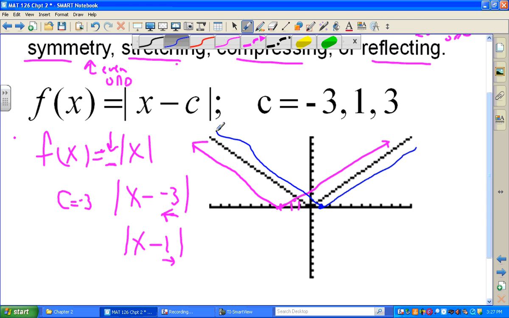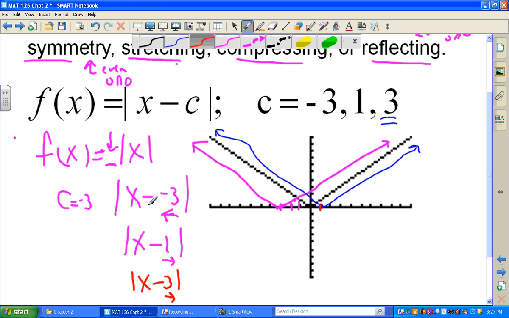Now, when you graph all this out together on your calculator, it's going to get kind of messy. So you better make sure you know exactly what you're doing and how you're doing it. So 3, I'm going to move the graph. Let's see, I'll use red. If I want to do x minus 3, it's actually going to move the graph this way 3 units.